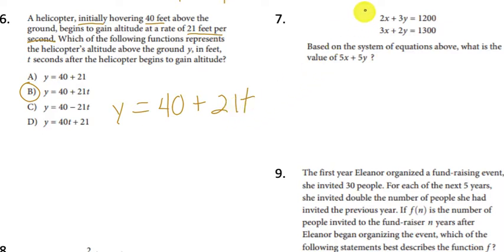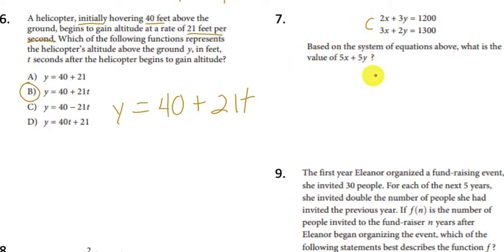For number 7, we have 2x plus 3y equals 1200 and 3x plus 2y equals 1300. Based on the system of equations above, what is the value of 5x plus 5y? When we use elimination, usually we want to have a specific variable to have the same number in front with opposite signs. But the same idea will apply in this question.